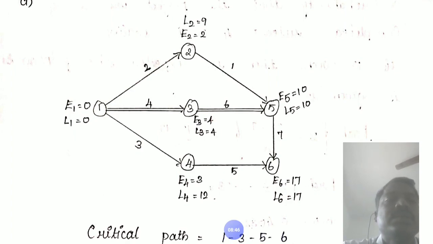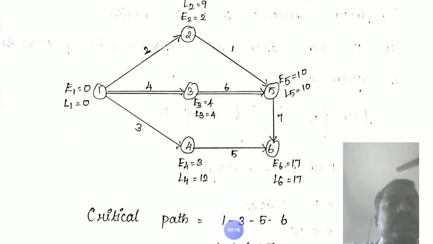Next, the minimum of E value E2 and E3. Sorry, the maximum of E2 and E3. The maximum value is 6 plus 4, therefore 10. Therefore E5 equals the maximum of the previous earliest time plus the duration of that particular activity. Therefore the maximum of 3 and 10 equals 10. Therefore E5 equals 10.